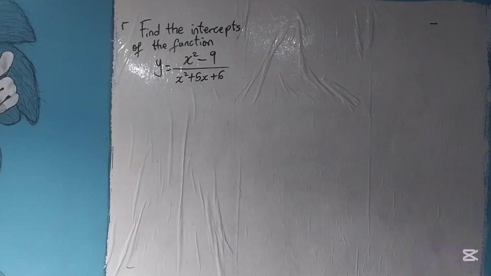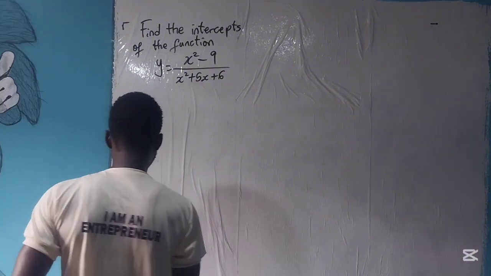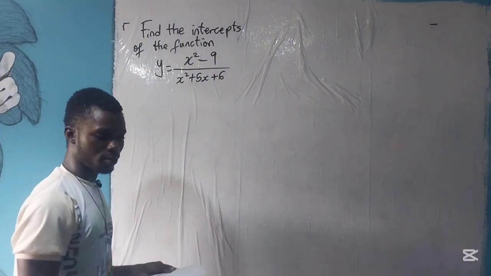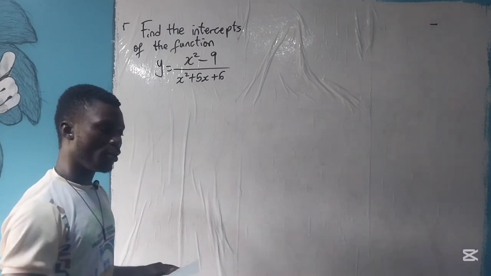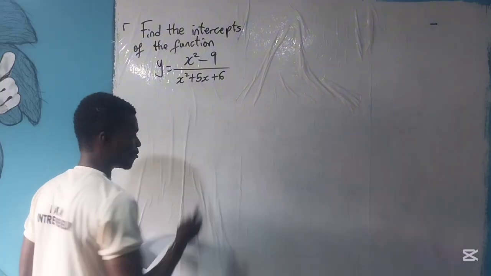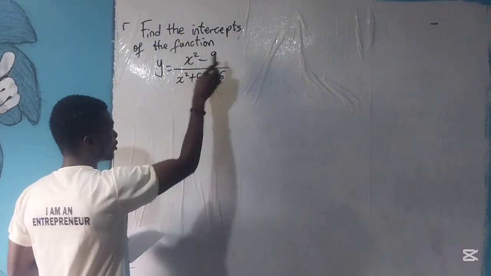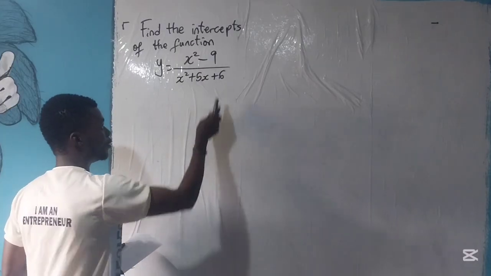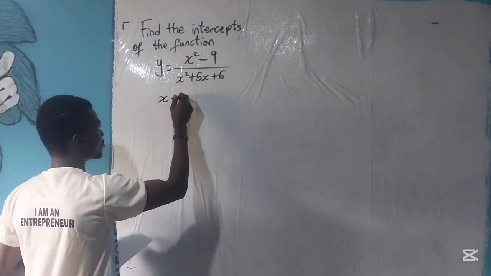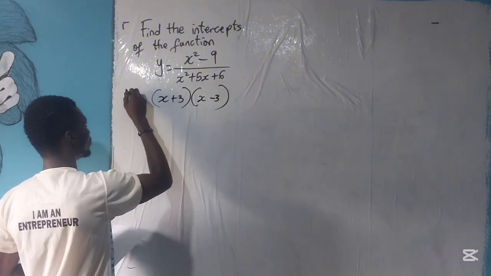All right, so the next question now, we have to find the intercept of this function. Now, intercept means for y-intercept, when x equals 0. For x-intercept, when y equals 0. Now, for us to do this, first of all, let's get this function in its simplest form. How can we do that? Let's factorize. For the numerator, it's the difference of two squares. 9 is the same thing as 3 squared, right? So from the difference of two squares, we can say x plus 3 into x minus 3. That's the numerator.